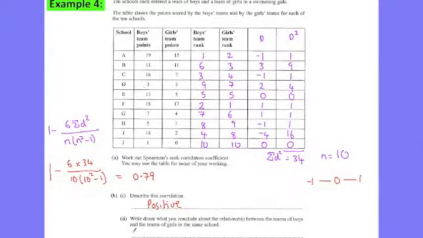So here, an easy way to describe that would be to say schools with good boy swimmers, this is what the question is about, also have good girl swimmers. So there's a correlation. The better the boys are, the better the girls are. The worse the boys are, the worse the girls are.